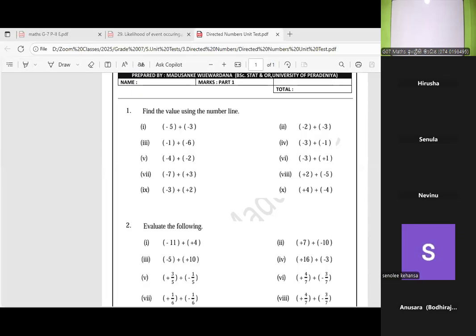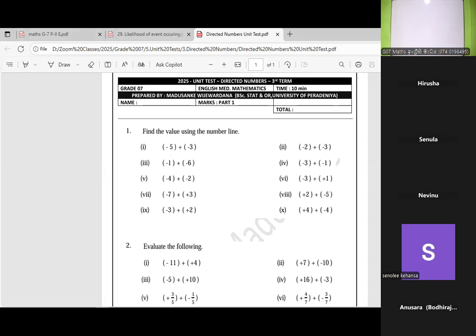Right, guys. So this is the unit test that we did last week. It is from directed numbers, right? First of all, I will discuss this, and after that I will begin the lesson.